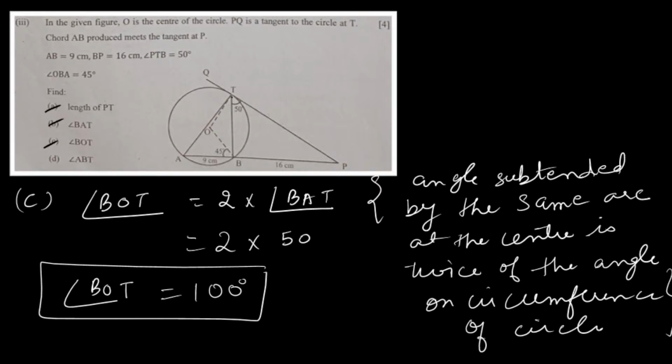ABT we have to find now. ABT, this angle we have to find. So how to find ABT now? D part is ABT. We have to find this angle. Angle ABT is 85 degrees. How? So D is ABT, angle ABT.